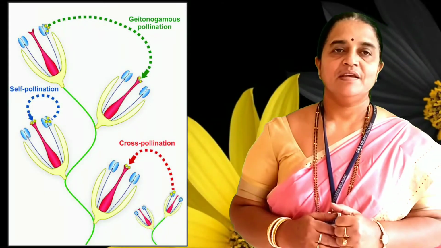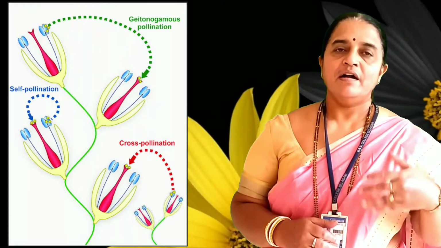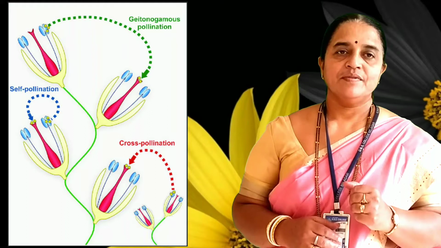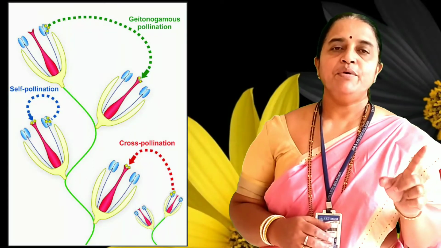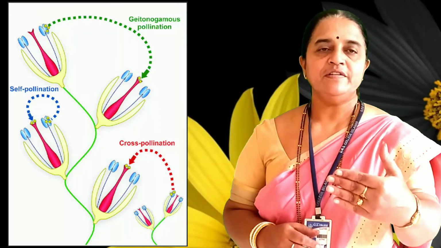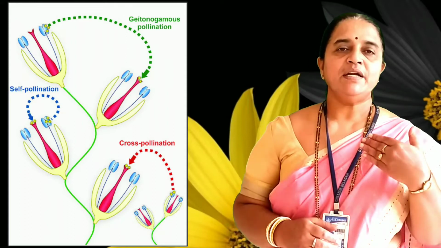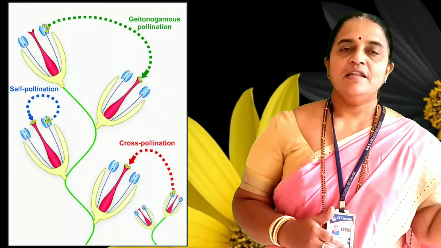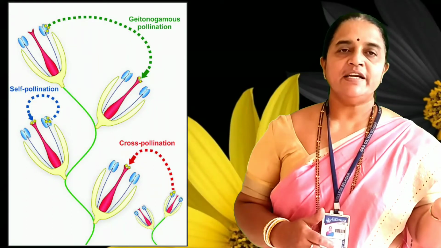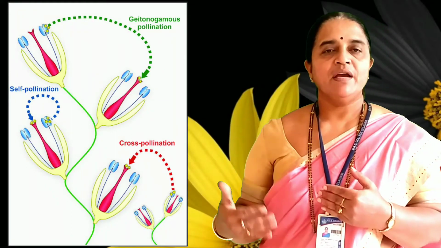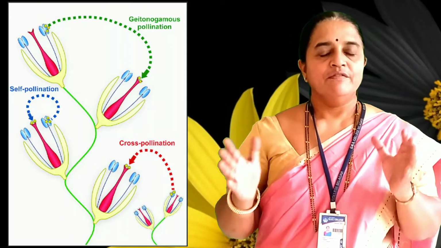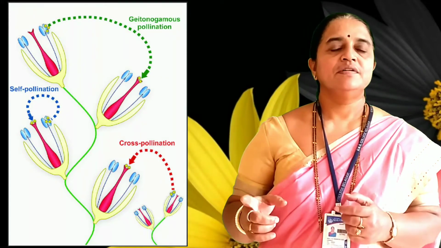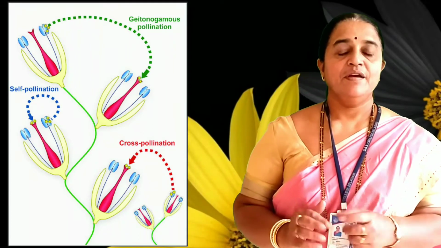Number one, it ensures 100% pollination. Number two, it maintains purity of the species. It is also known as it maintains homozygosity. The number of microspores generated and number of megaspores produced will ensure 100% rate of fertilization.